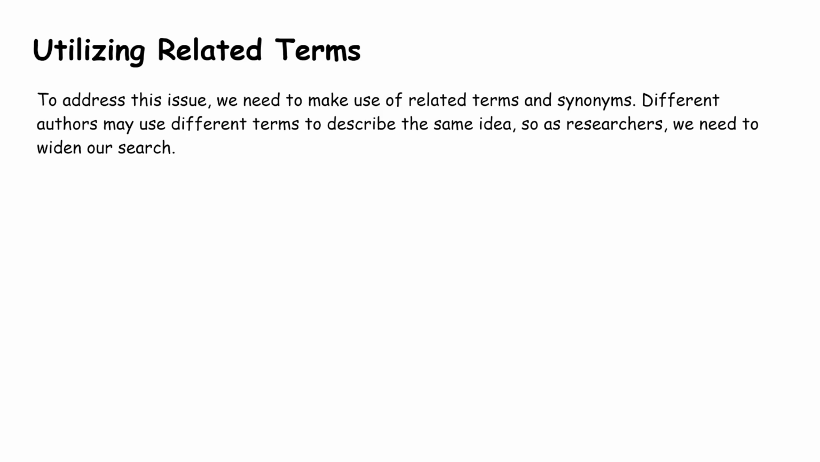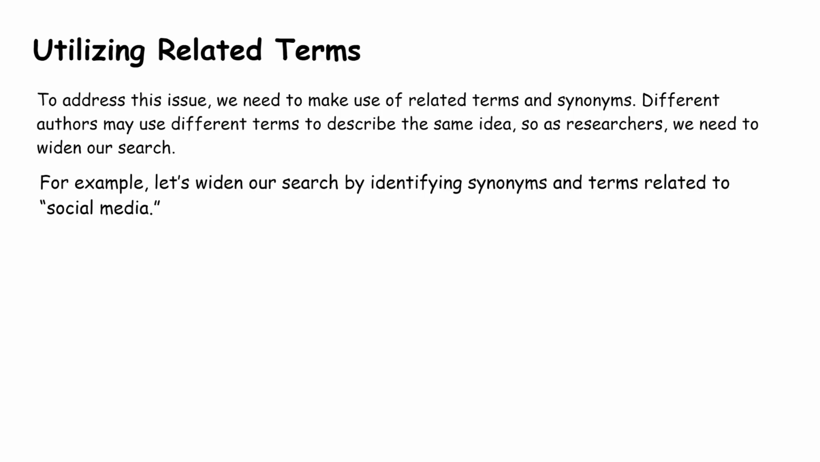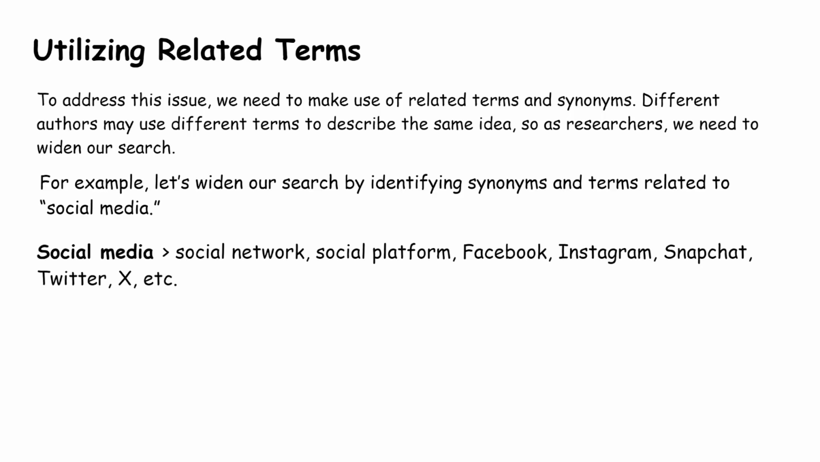So to get around that and to address that issue, we need to make use of related terms and synonyms. Different authors may use different terms to describe the same idea. So as researchers, we need to widen our search. For example, let's widen our search by identifying synonyms and terms related to social media. Here's a few: social network, social platform, Facebook, Instagram, Snapchat, Twitter, X, etc.